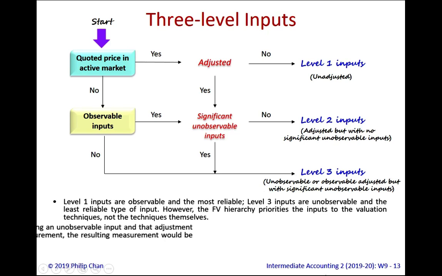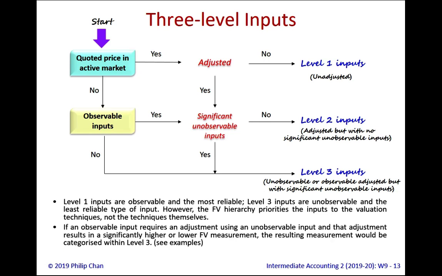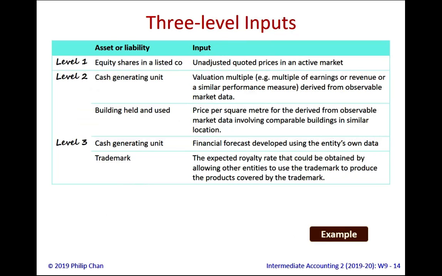All right, so if an observable input requires adjustment using unobservable input, and that adjustment is considered to be significant, resulting in a higher or lower fair value measurement, the resulting measurement would then be level 3. Okay, let me give you 2 examples to go through the concepts. The first example here doesn't require much understanding in terms of analyzing the info. In fact, we give you the facts.